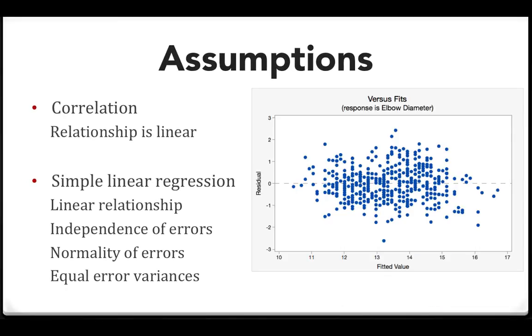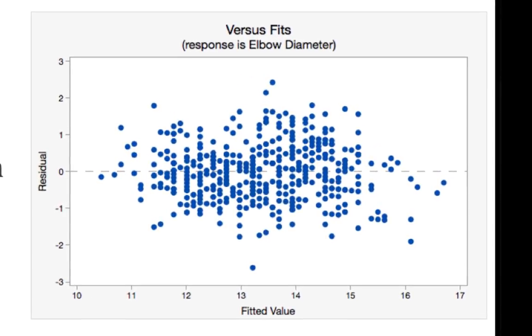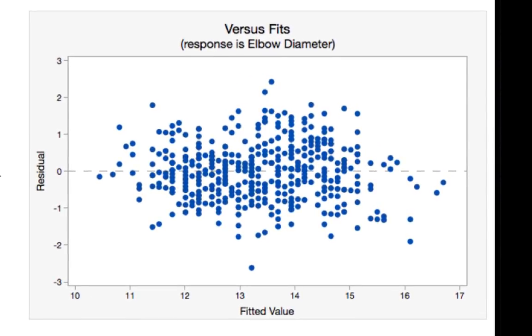The fourth assumption is equal error variance. We're going to look at the plot of residuals versus fits again to check this assumption. Now, we're looking to see if the variance of the residuals is consistent across all fitted values. In other words, the spread of the residuals should be the same across all fitted values. Before interpreting your simple linear regression model, you should check all 4 assumptions first.